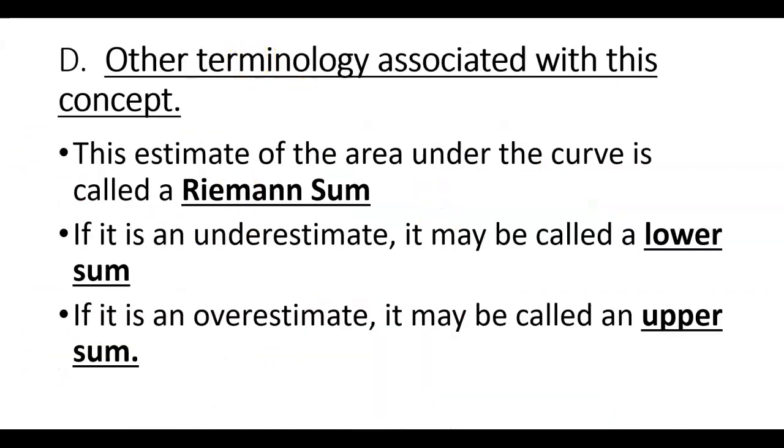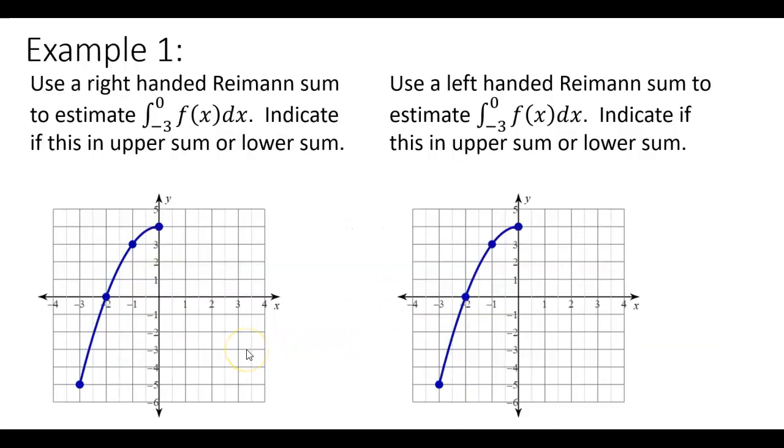All right, here's some other terminology that's associated with the concept that we're addressing. The estimate of the area under the curve is what we call a Riemann sum, because the guy who first came up with this was named Riemann. If the sum is an underestimate, sometimes it's called a lower sum. If it's an overestimate, sometimes it's called an upper sum.